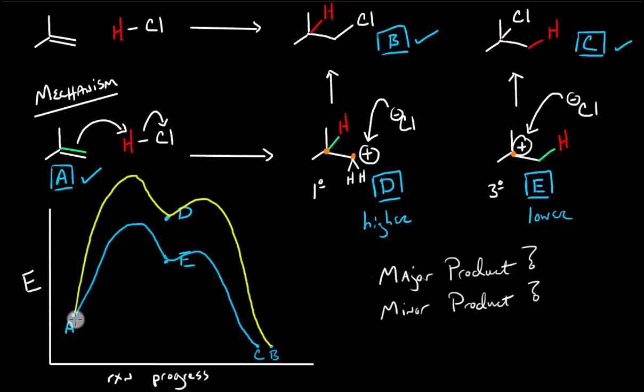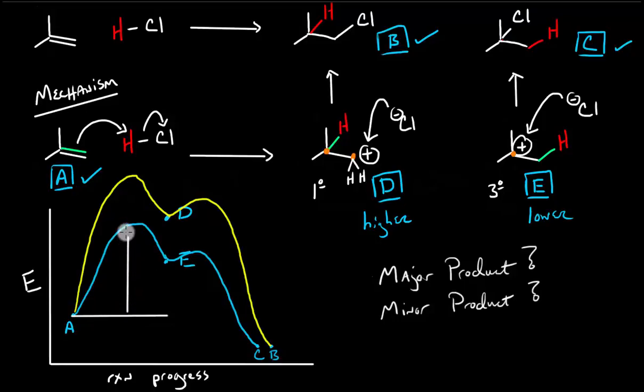So A is our starting material, and we're going to use this analogy of trying to ride your bicycle over a hill. So A is our starting position, the starting material for both potential products, B and C. You could imagine yourself riding up this blue hill as well as up the yellow hill. And that equates to the amount of energy that you have to put into the reaction to get these two intermediates, D and E.